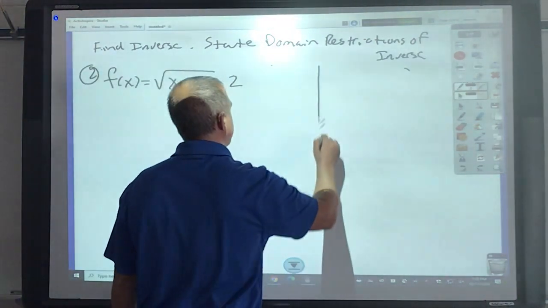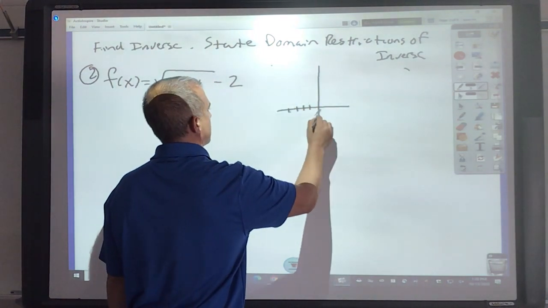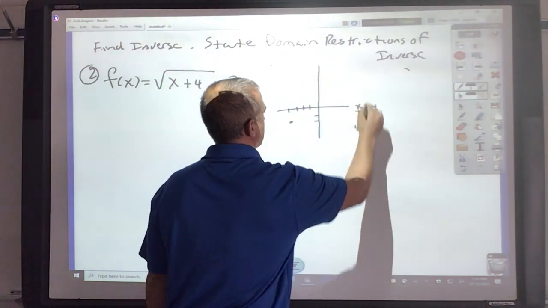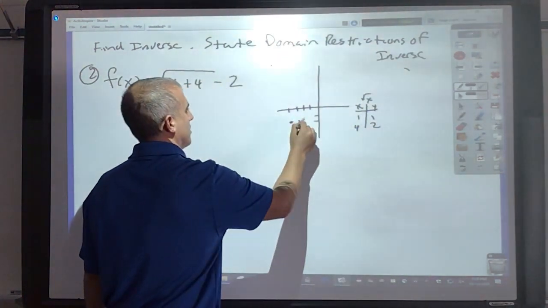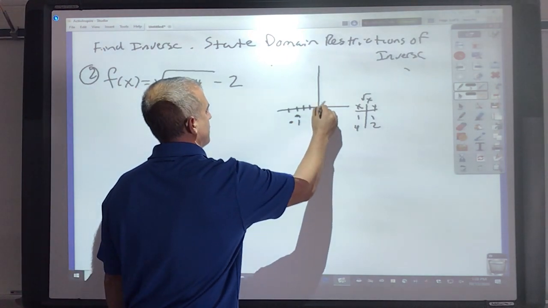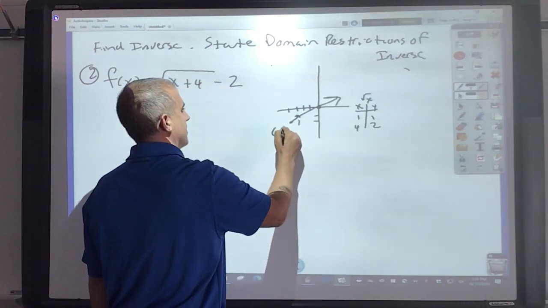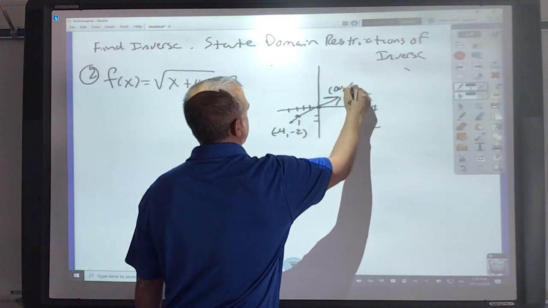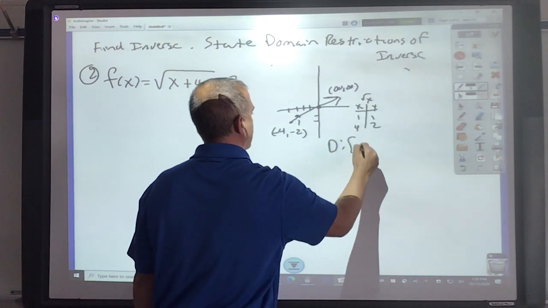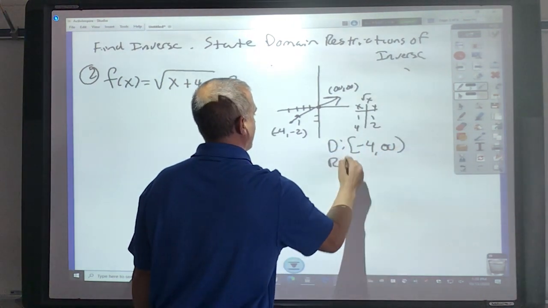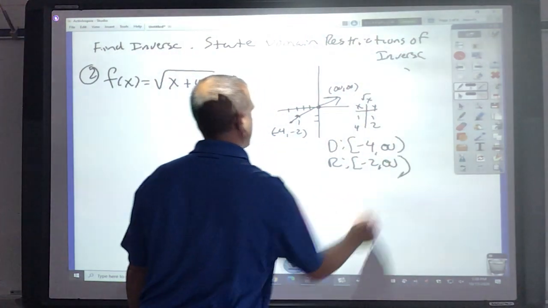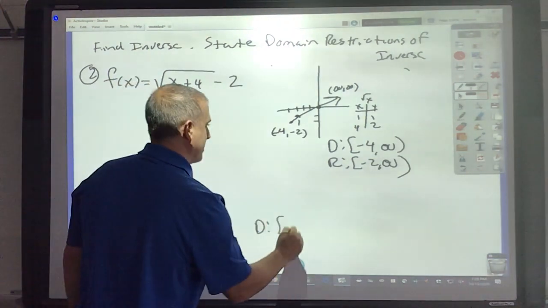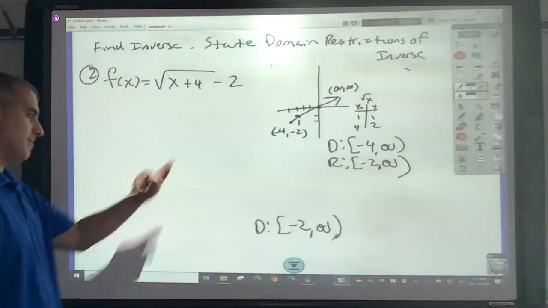Unpause. If I graph this, that would be my anchor point, my table. 1 over 1 up, 4 over 2 up. It would look like this. That's negative 4, negative 2, sorry. That's infinity, infinity. So my domain would be negative 4 to infinity. My range would be negative 2 to infinity. So I automatically know that my domain restriction for the inverse will be negative 2 infinity. So it's just the domain and range flip.